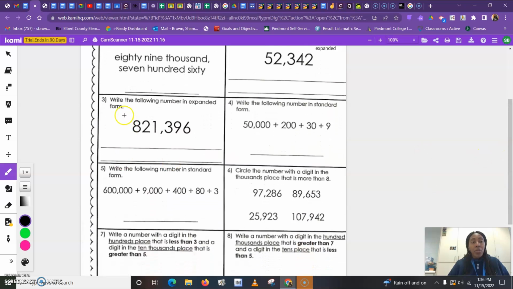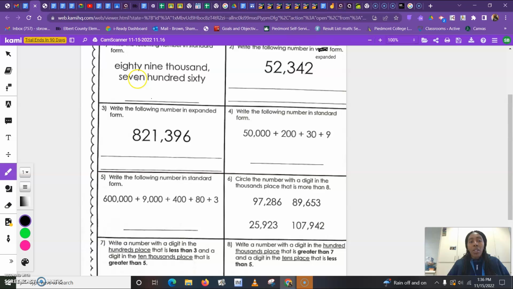Number 3 says write the following number in expanded form. So you're doing the same thing on this one that we just did on this one. Write it in expanded form. Number 4, write the following number in standard form. So we're back to standard, where you're just writing the regular digits, a regular number with digits. So 50,000 plus 200 plus 30 plus 9. You'll write that as a regular number. So that's going to have 5 digits in all, for this number. 50,000 plus 200 plus 30 plus 9.